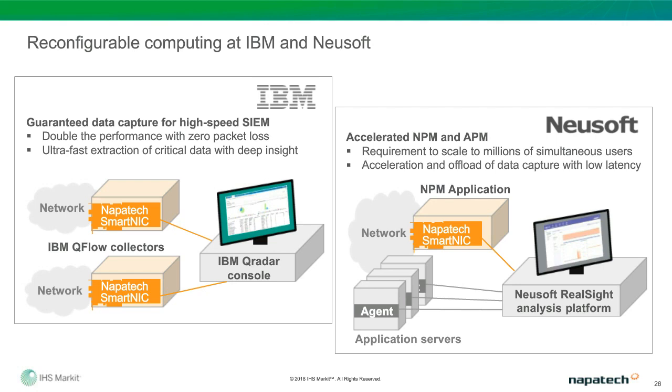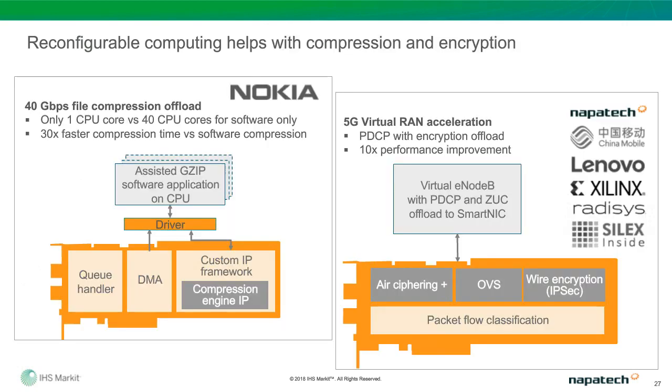Something similar to that for network performance management is what we're doing at Neusoft in China. Here, one of the unique requirements is the scale of the solution, where it has to scale to millions of simultaneous users. And again, what we're doing here is looking at the network data and being able to do that at very, very high speeds, and then provide that back into the real-time analysis platforms that can compare what's happening in the network with what's actually happening in the application servers. So here it's about data capture, large amounts of data being captured at very, very high speeds with very, very low latency.